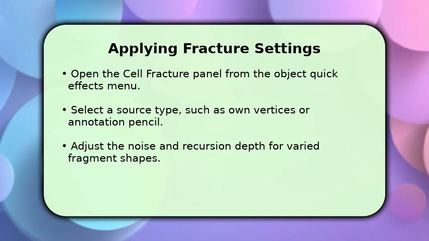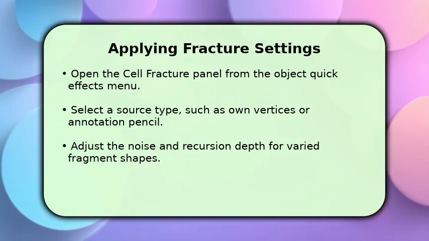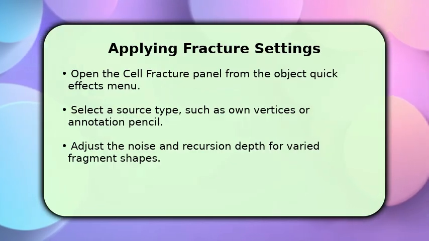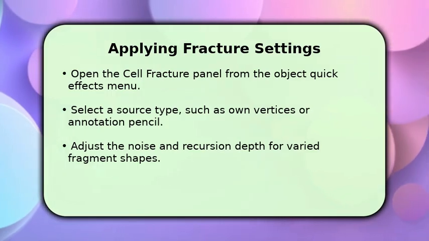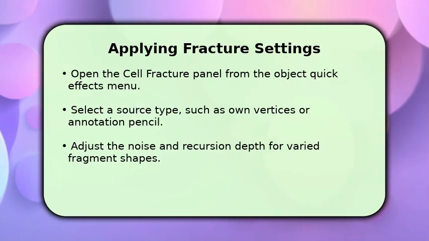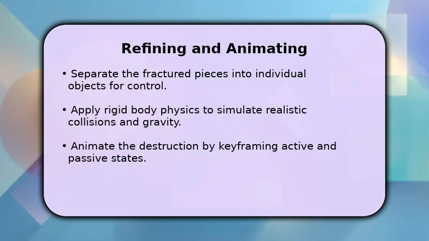Now let's dive into the settings. Access the cell fracture panel, usually found under the Object's Quick Effects menu. Here, you will choose your source type. Own Vertices uses the object's geometry, while Annotation Pencil allows for custom drawing. Experiment with the noise value, typically between 0.1 and 1.0, and recursion depth to control the complexity and randomness of the fractured pieces. After fracturing, you will have many individual pieces.